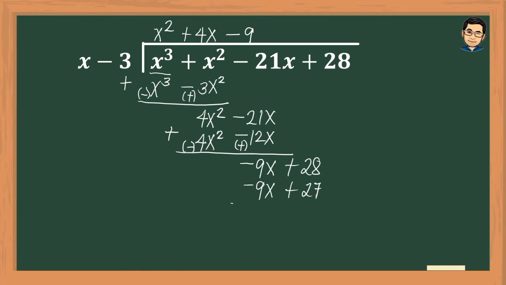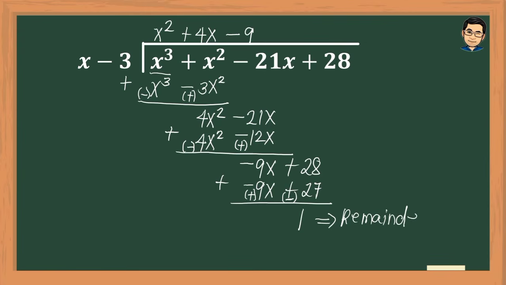And then, we subtract. So, negative 9x will become positive. And then, 27 will become negative. So, we add negative 9x plus 9x, that is 0. 28 plus negative 27, that is 1. Ibig sabihin po, ang remainder po natin dito is 1.